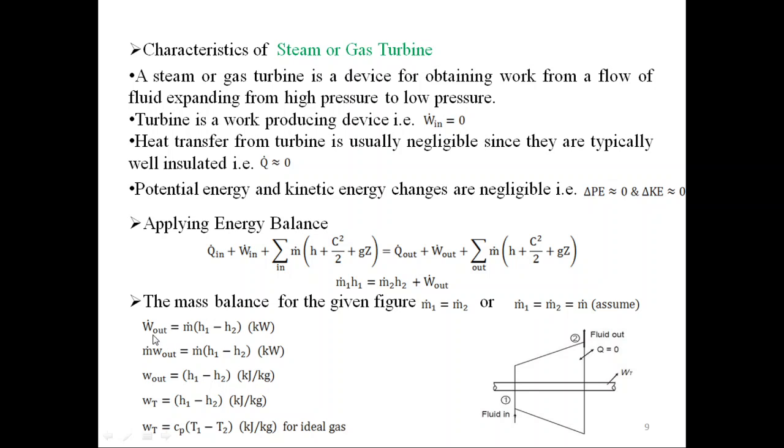So we can replace this w over dot out in terms of mass flow rate as m over dot w out, small w out. Small w out means work done per unit mass. So this m over dot will cancel out. So we'll get w out equal to h1 minus h2 having unit kilojoule per kg. So if we replace this with the turbine work, we will get this equation. And if we talk about the ideal gas, we know that for an ideal gas, change in enthalpy equal to Cp into T1 minus T2. So this equation is valid particularly for ideal gas.